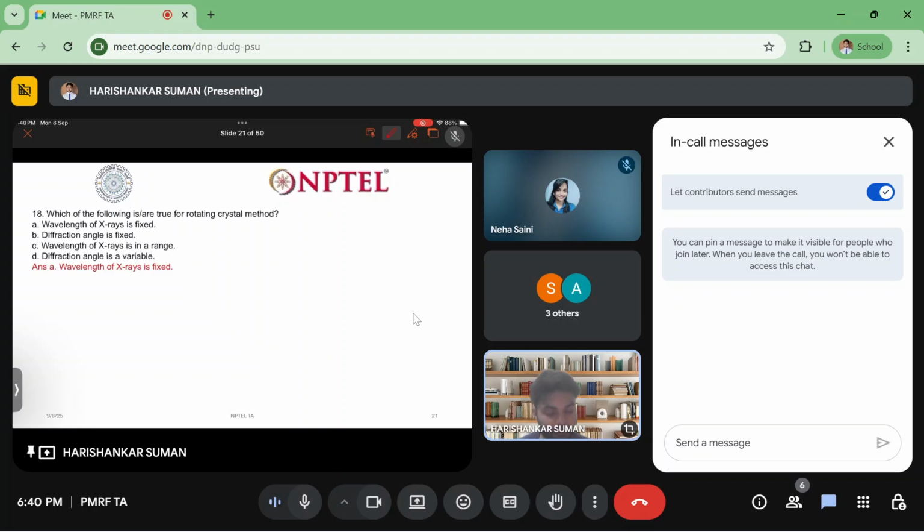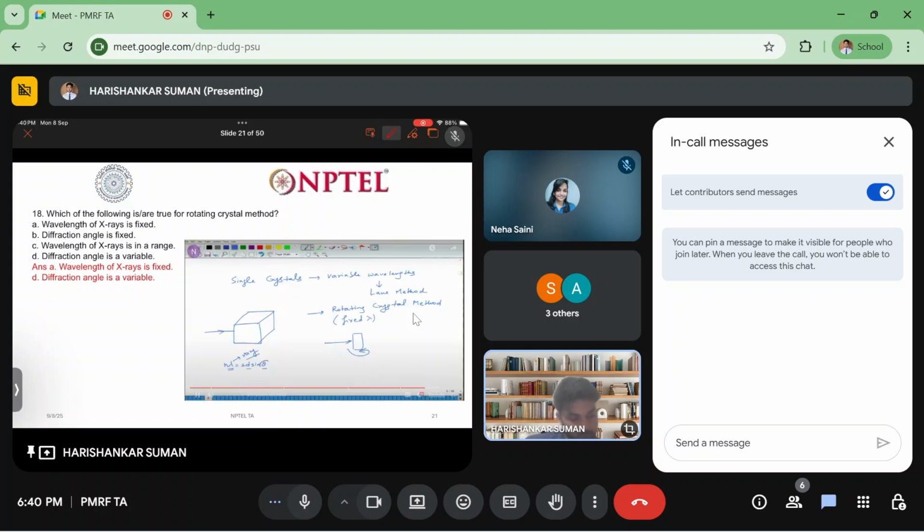So let's see the answer. Wavelength of the X-ray is fixed and diffraction angle is variable. See in the slides screenshot: for single crystal, the X-ray wavelength is variable, but for the rotating crystal, the wavelength is fixed and the diffraction angle is variable. Only theta is variable here.